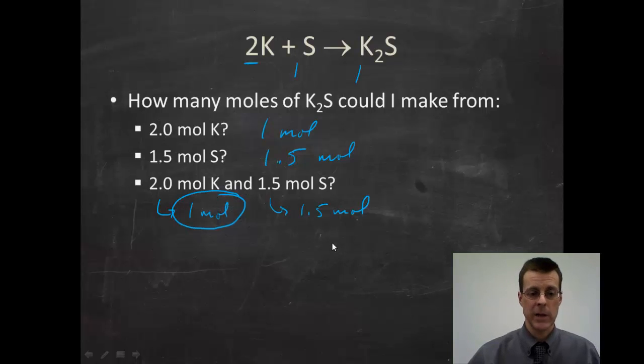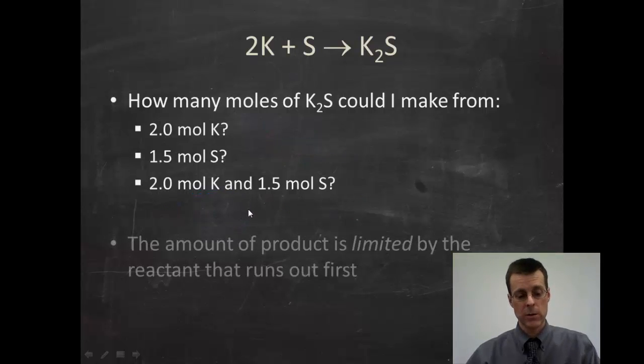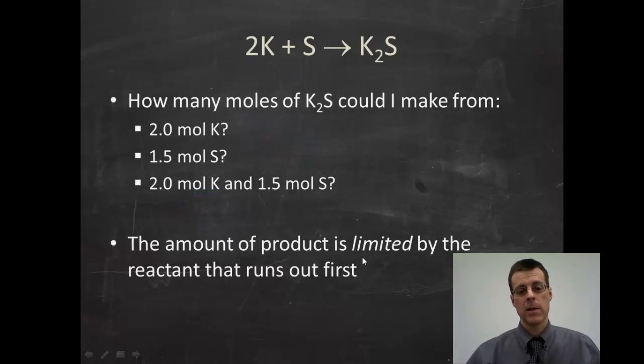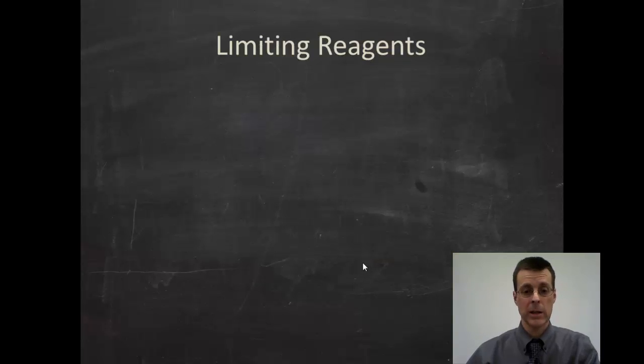Combining them then, I will make my 1 mole of product, and then I will run out of potassium. So in other words, the amount of product is limited by the reactant that runs out first. And that is what we mean by a limiting reagent. So it's kind of like a limiting reactant, except the word that we use instead of reactant is reagent. But that's really all there is to it in terms of a difference.